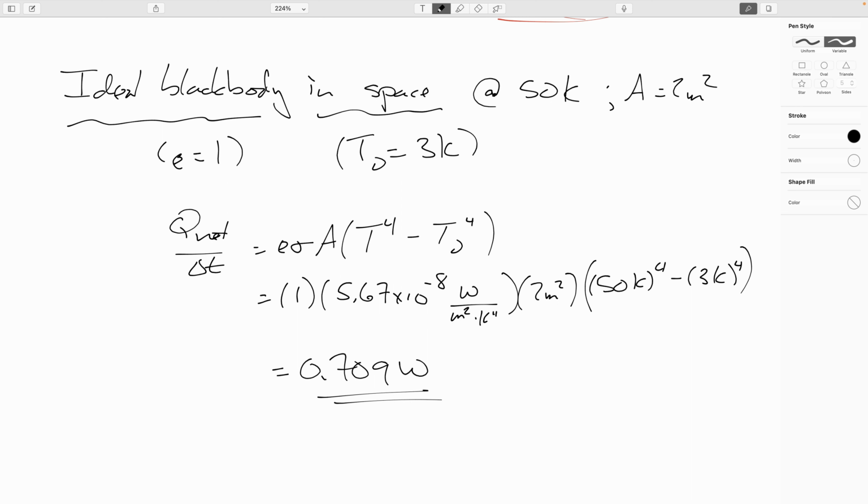Alrighty, so going forward, we will start to think about deriving the ideal gas law.